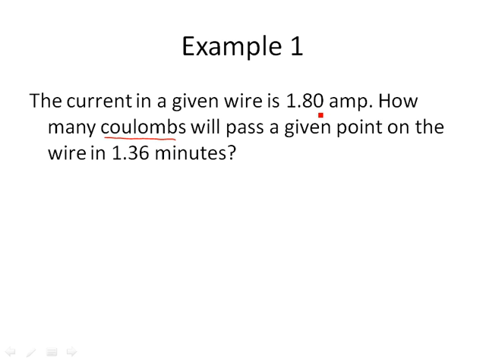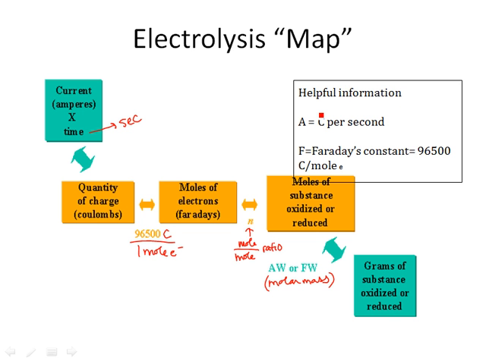On your helpful information box, did y'all get to write it down? Okay. So here on the helpful information, we see that an amp is a coulomb per second, and per is telling you it's a fraction. So an amp is a coulomb per second. That's how you get seconds to cancel, so you're trying to get to coulomb.